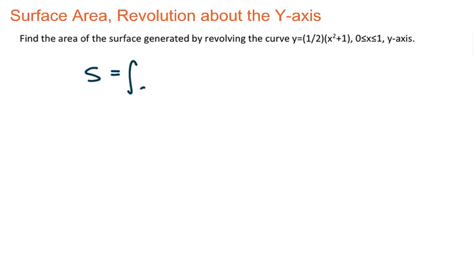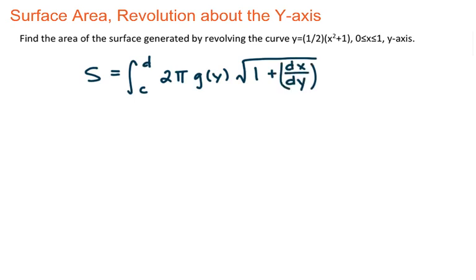And the surface area formula is the integral from c to d of 2 pi r. That radius is going to be some x being a function of y. So we can think of it as being x or g of y. So 2 pi g of y, and then arc length, which is the square root of 1 plus the derivative of x with respect to y, that quantity squared, integrating with respect to y.